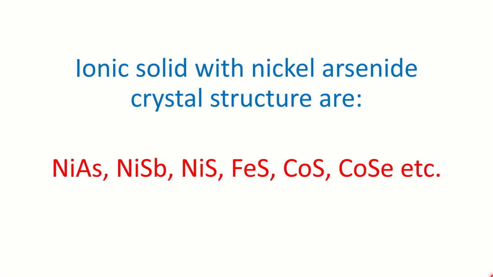So that's all about the nickel arsenide structure. And finally, before conclusion, we can say that apart from nickel arsenide, this same type of structure is followed by some other metal compounds, such as nickel antimonide, nickel sulfide, ferrous sulfide, cobalt sulfide, cobalt selenide, etc. So that's all about the nickel arsenide structure.